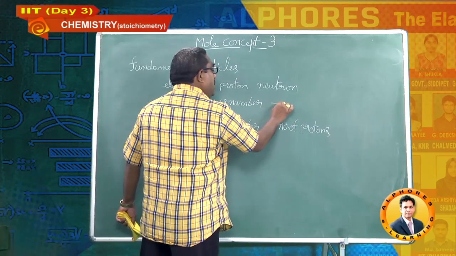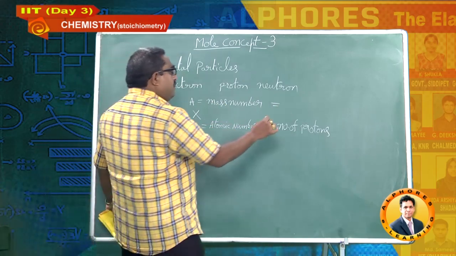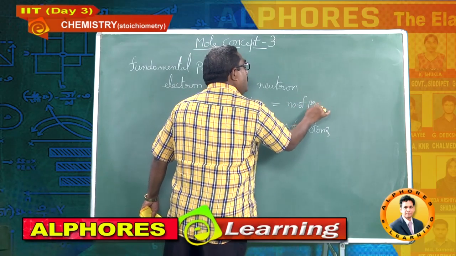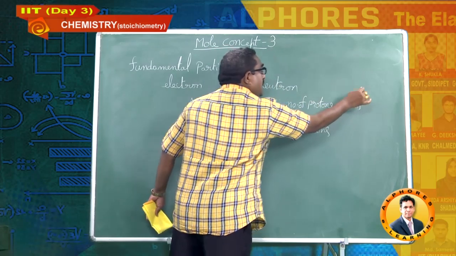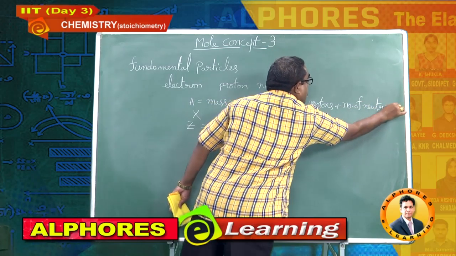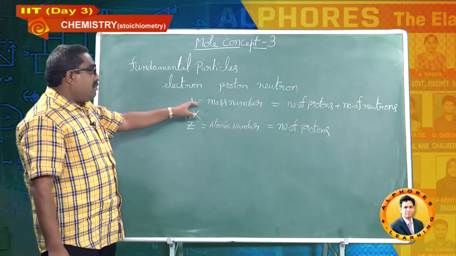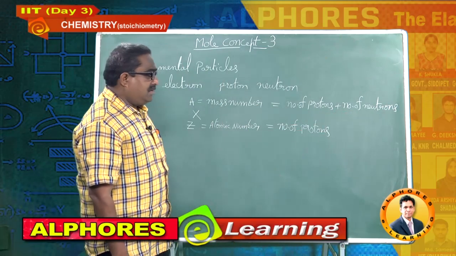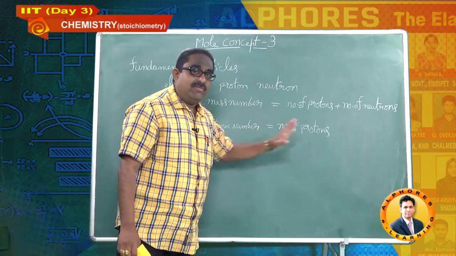Coming to mass number, it is the total number of both protons as well as neutrons. Once again I am repeating, mass number is defined as the total number of protons and neutrons of a given element, and Z, atomic number, is simply the number of protons.